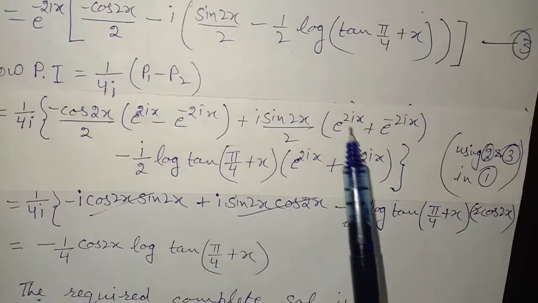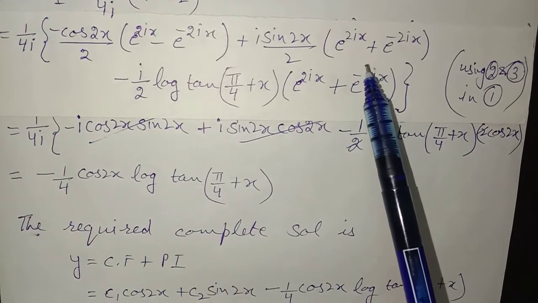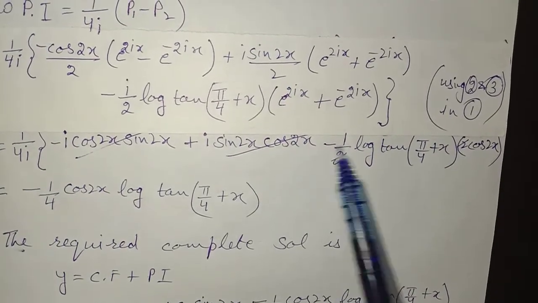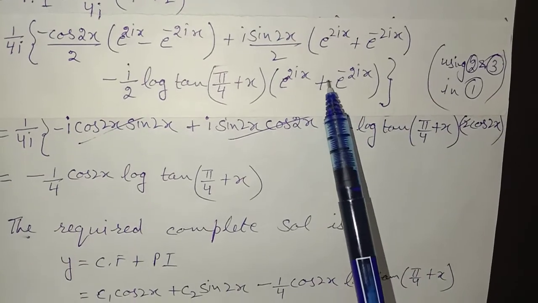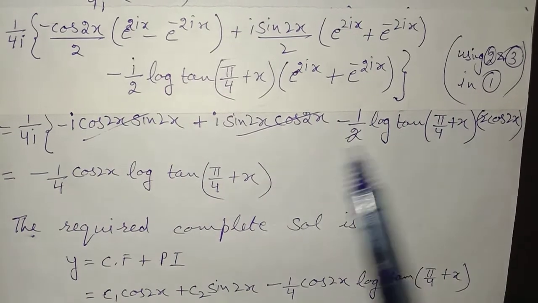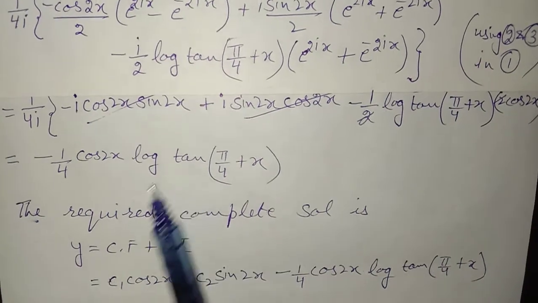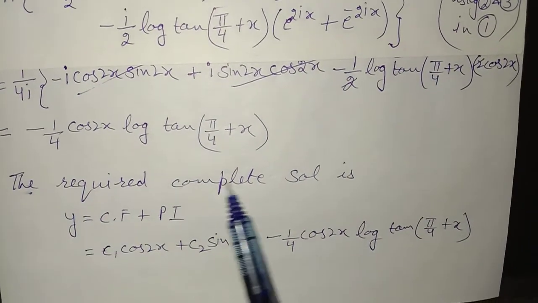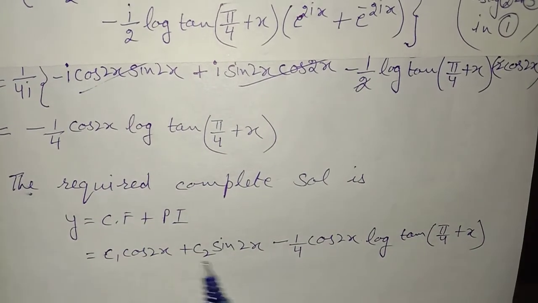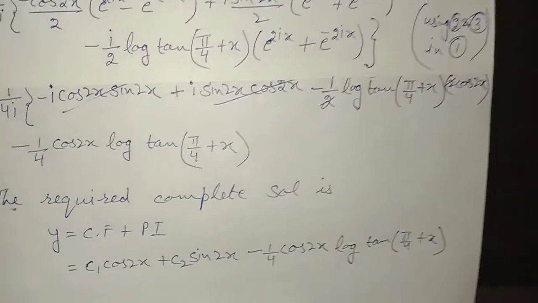Similarly, this part is what? This is 2 cos 2x. So here I have written, 2 will be cancelled, so only iota cos 2x. Similarly, this is what? 2 cos 2x. Now the first two terms will be cancelled. Only the last term is there. And now this is the particular integral, and as you know, the required complete solution is the complementary function plus the particular integral. We add both the functions, complementary function and particular integral, and you will get the required complete solution.